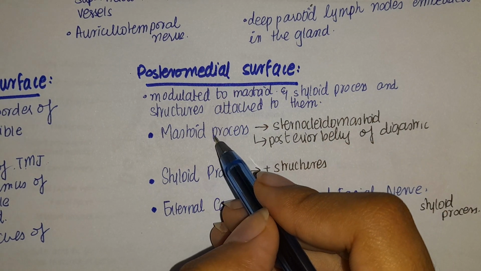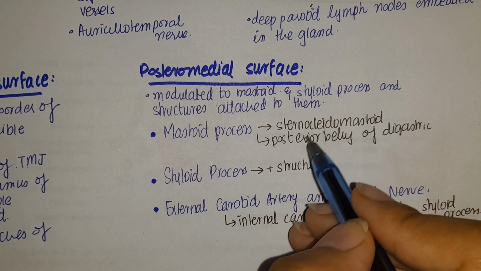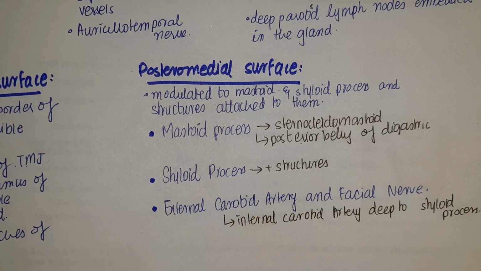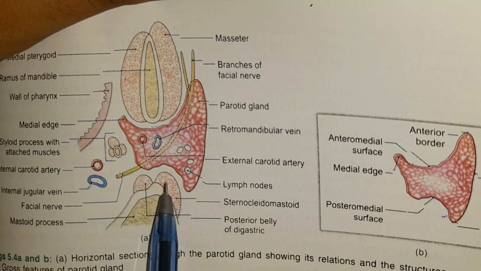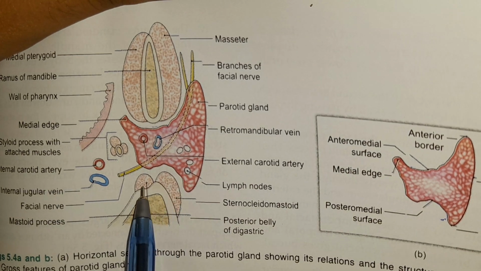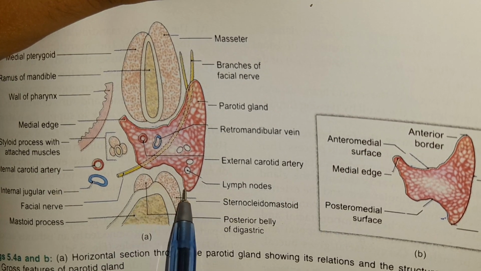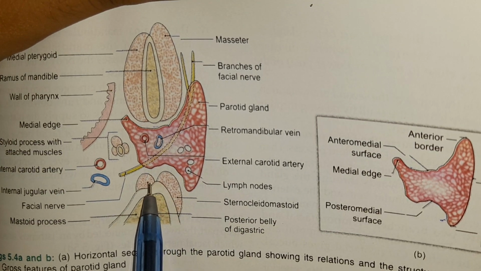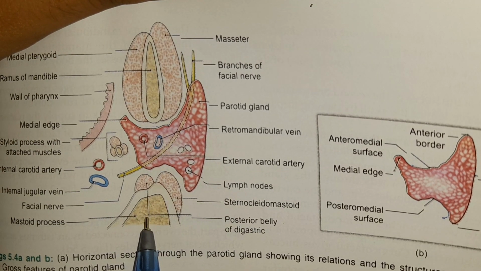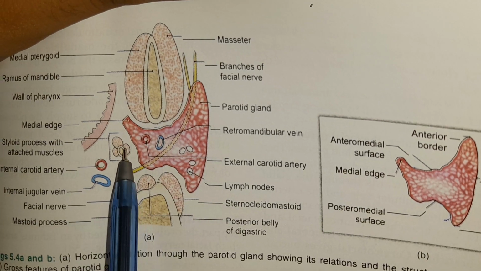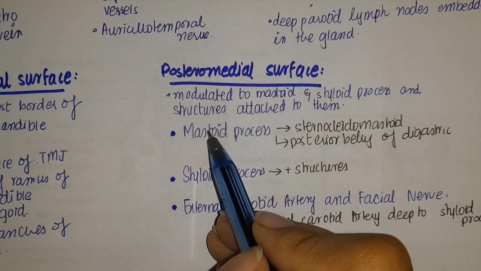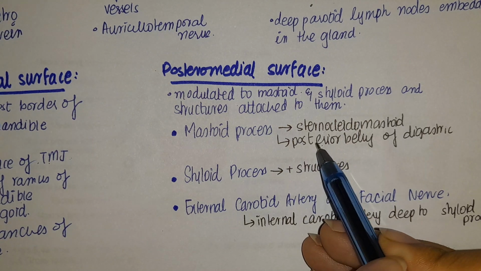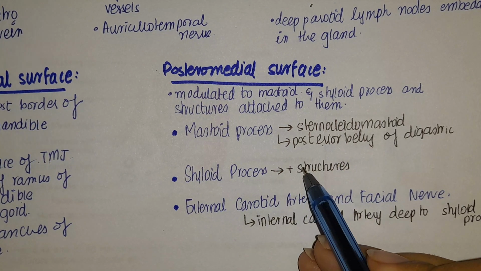With the mastoid process, we have the sternocleidomastoid and the posterior belly of the digastric muscle. So according to the diagram, if this is the posteromedial surface, its relations show us the sternocleidomastoid and the posterior belly of the digastric muscle, both of which are attached to the mastoid process. After that, we have the styloid process with its attached muscles. So two things are related to the posteromedial surface: the mastoid process with its sternocleidomastoid and posterior belly of digastric muscle, and the styloid process with its attached muscles.